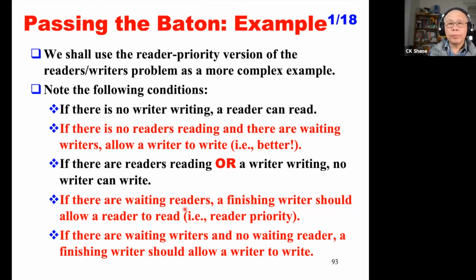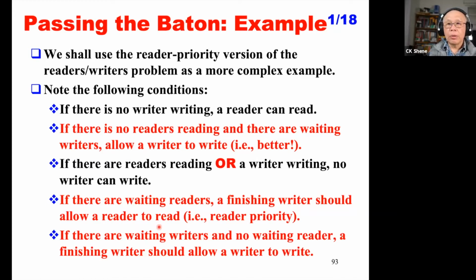In other words, suppose we have a writer writing. Because writes must be done in a mutually exclusive way, no reader can read. So all of those readers are blocked. So when this writer finishes its writing, it must allow the reader to read. In our previous version, if there are waiting readers, a finishing writer should allow the reader to read, well, remember this.